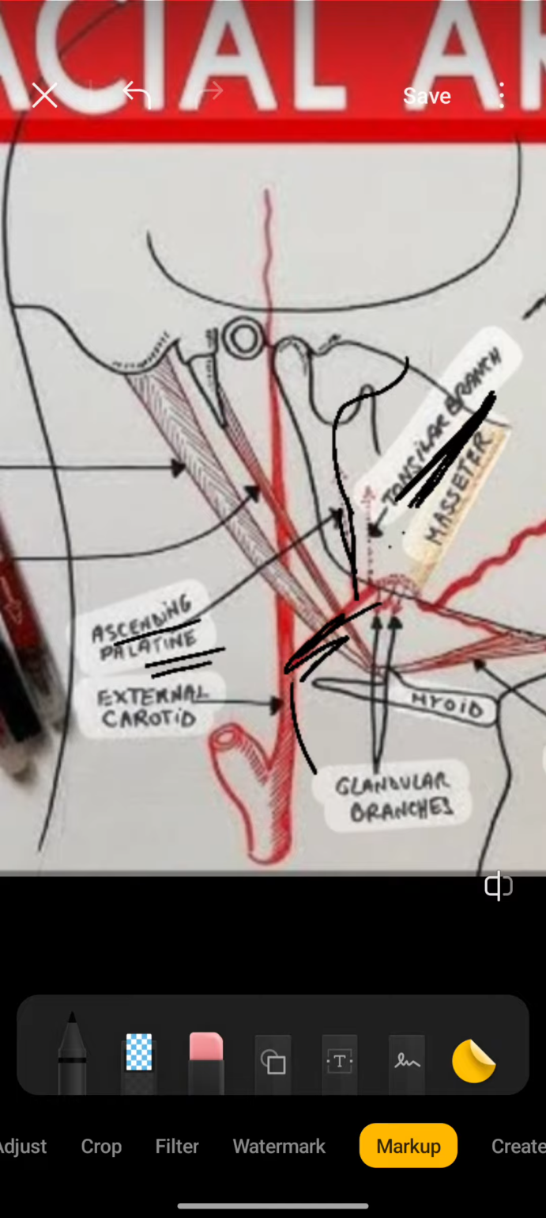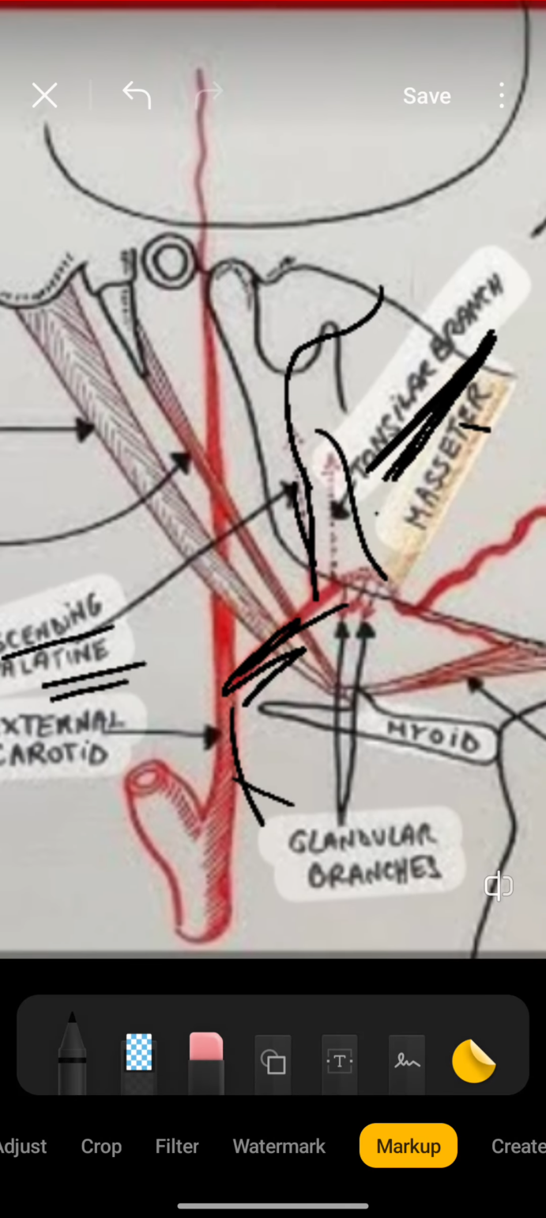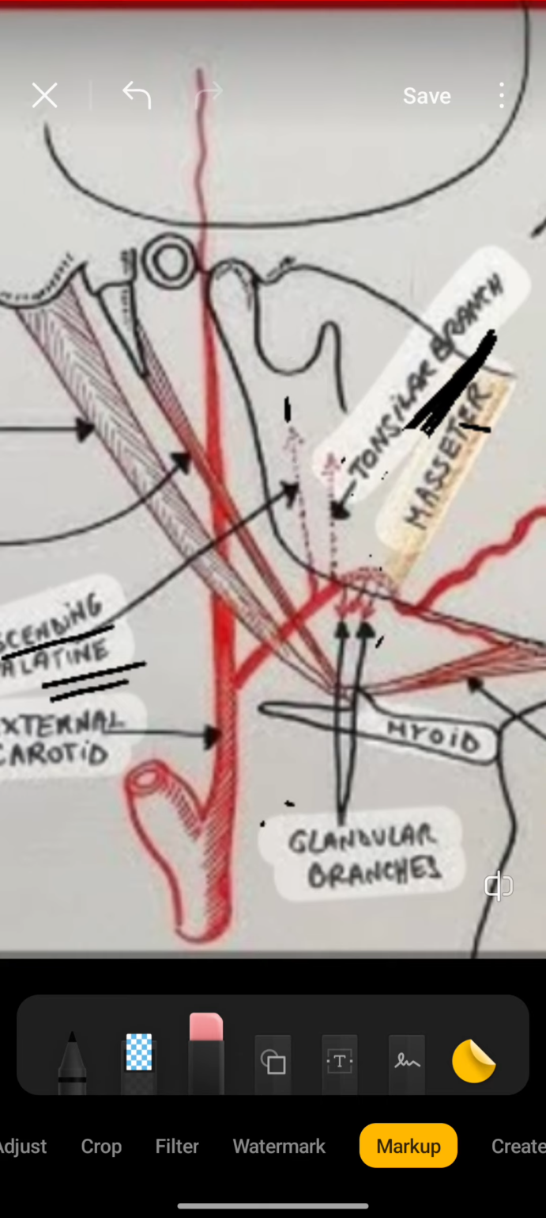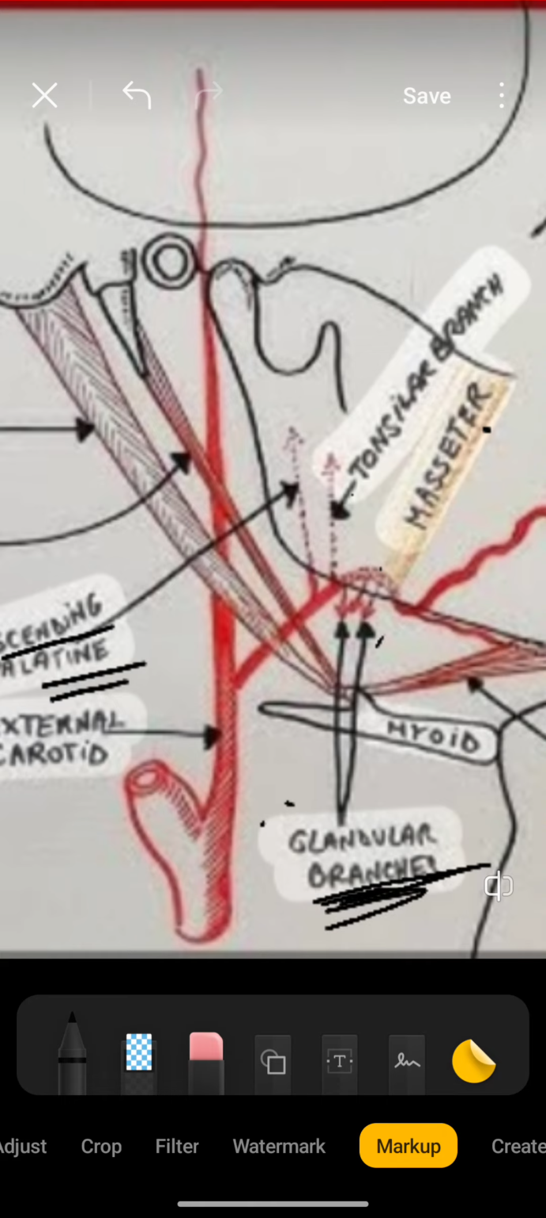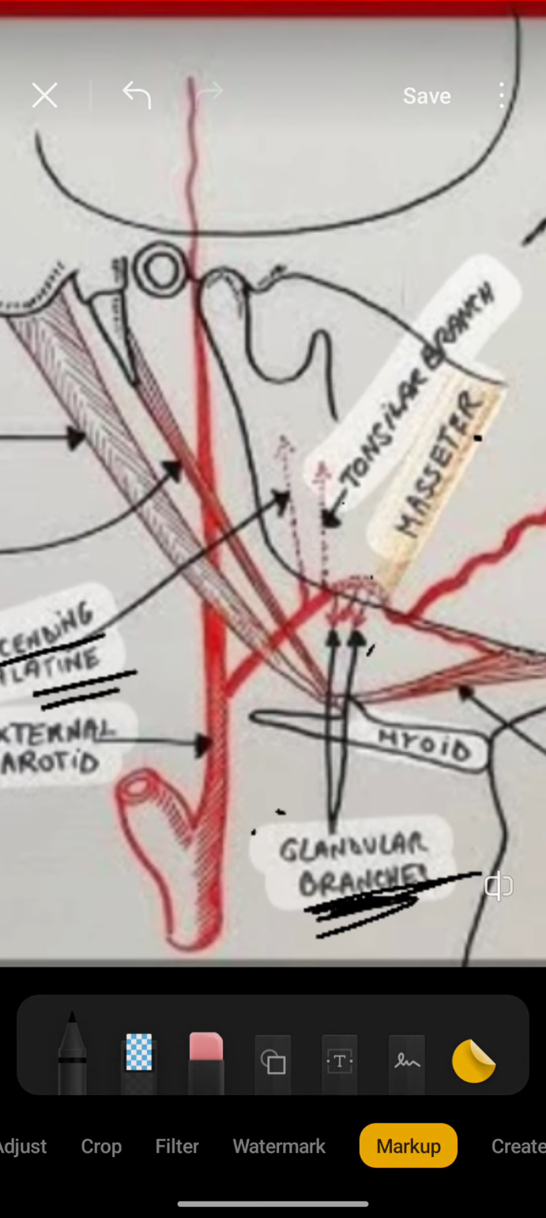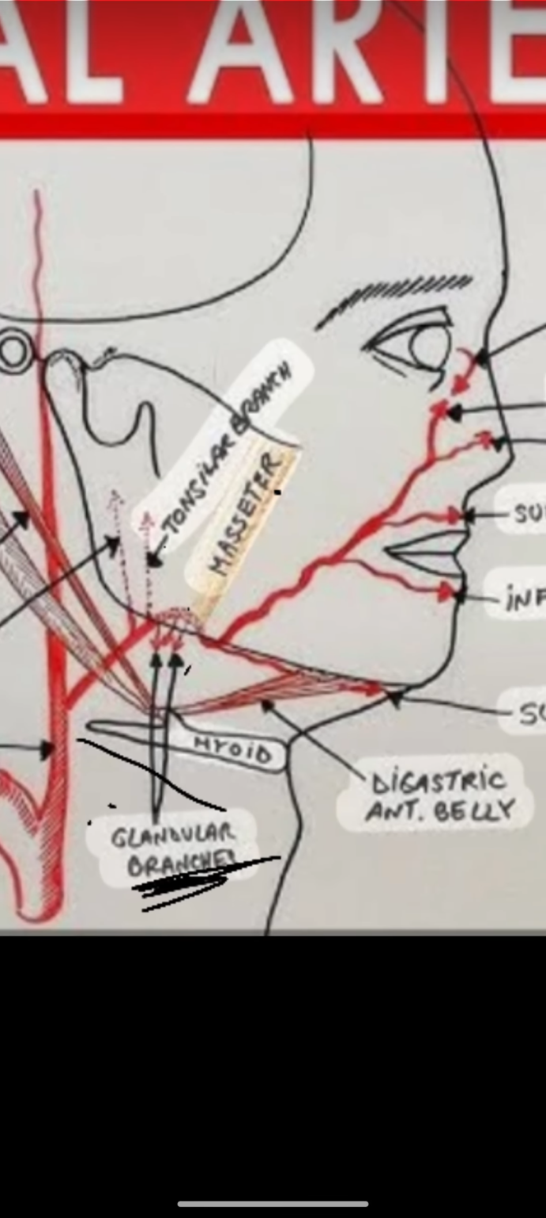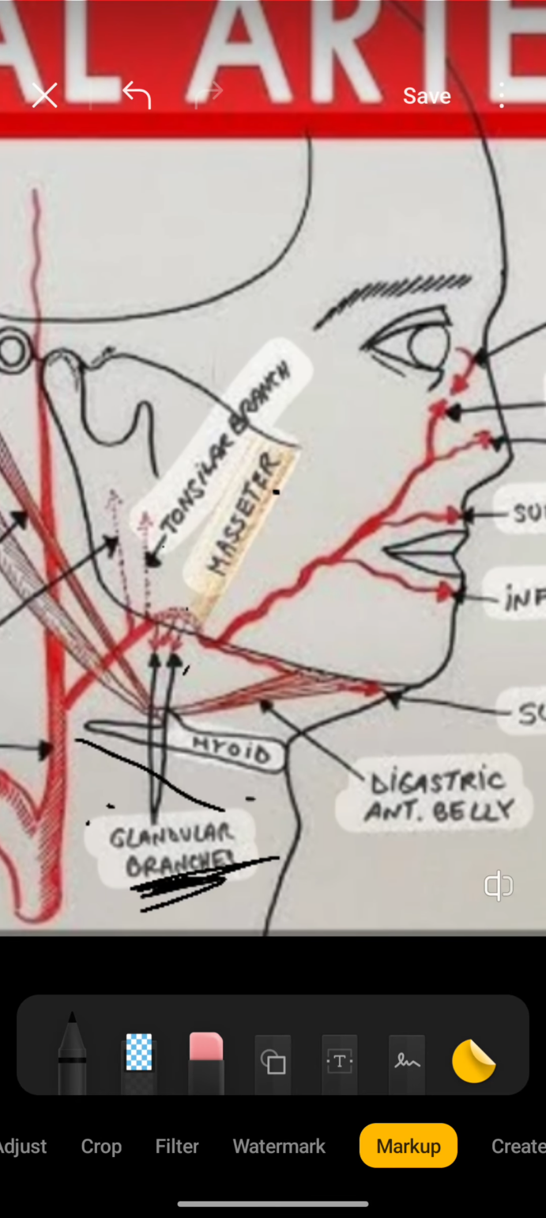Okay, next are the glandular branches. These are the glandular branches, marked here. The three glandular branches supply the submandibular gland. Clear? Next, after the submandibular gland, is the submental artery.